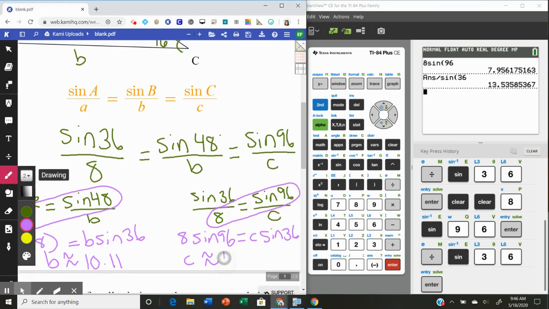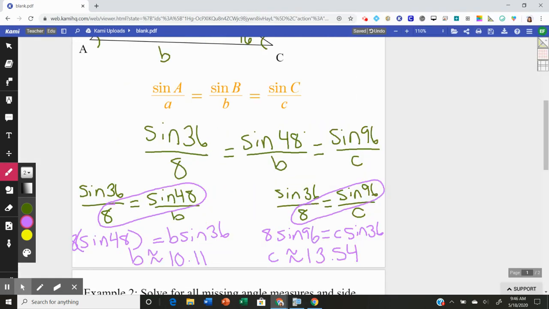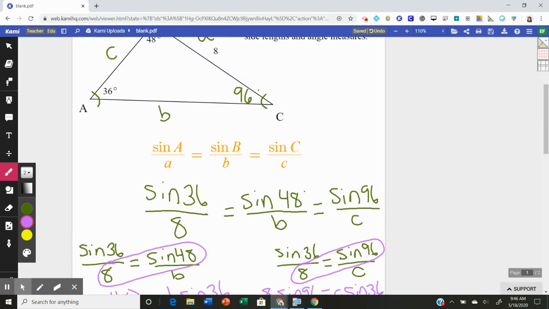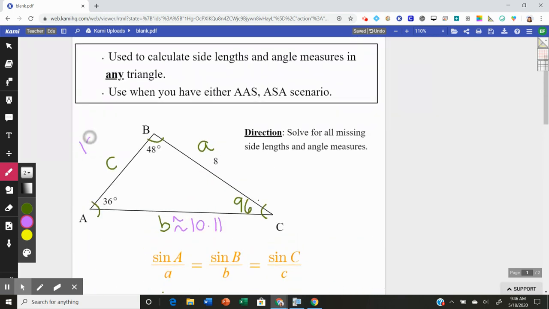Let's see, 13.54 units. All right, so let's take a minute. Let's go back up to our diagram. I want to put in the numbers that I just determined. So we learned that this one is about 10.11. We learned that C is about 13.54.